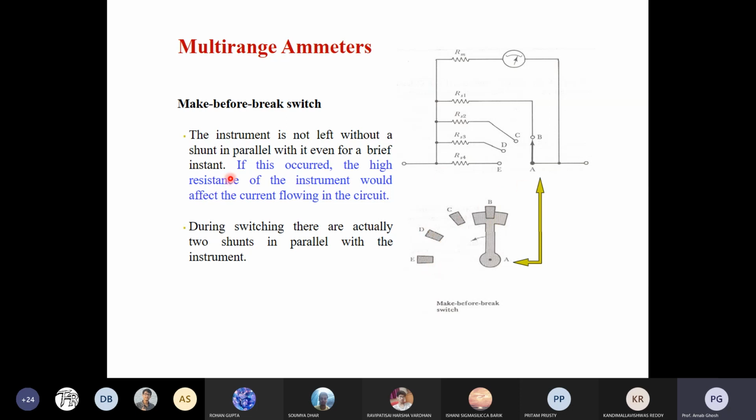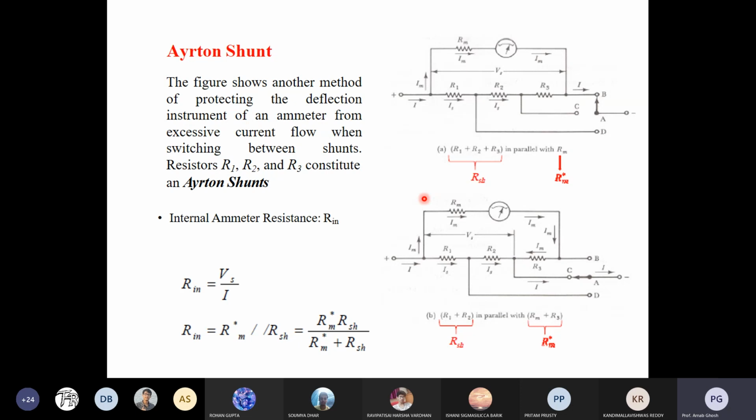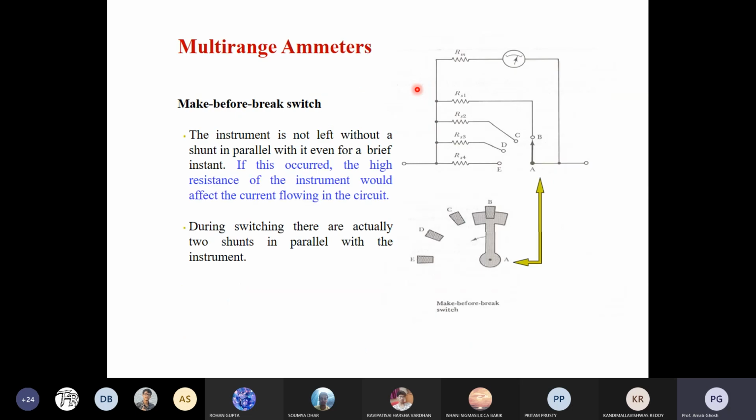If this occurs, the high resistance of the instrument would affect the current flowing in the circuit. During the switching, there are actually two shunts in parallel with the instrument. Then the Ayrton shunt is there. From the figure you can see the arrangement, like your previous conditions, with multiple resistances in parallel.